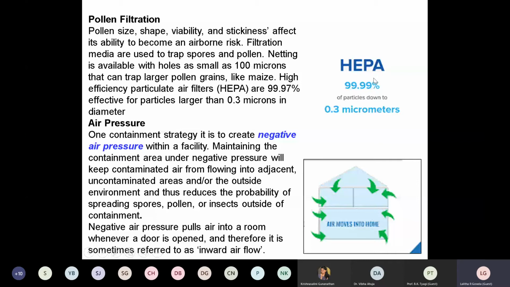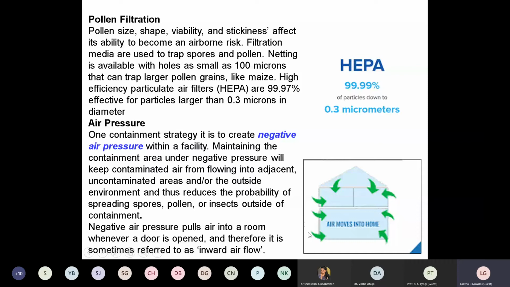A laboratory or greenhouse containment commonly used is air pressure. So you can regulate the air pressure within the containment facility by keeping it at a negative air pressure. That means keeping it at an air pressure below atmospheric pressure. And we know, according to physics, anything goes from high pressure to low pressure. So here, it is the other way around, negative.